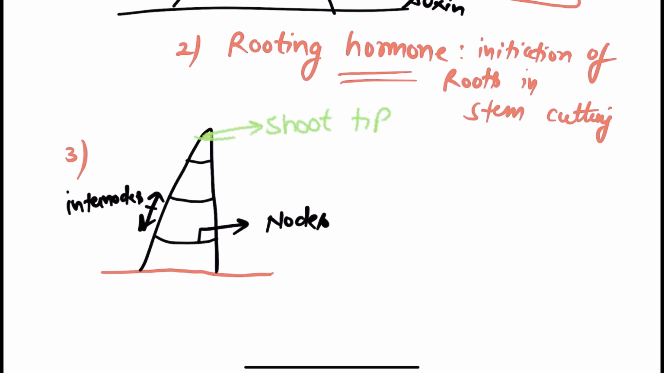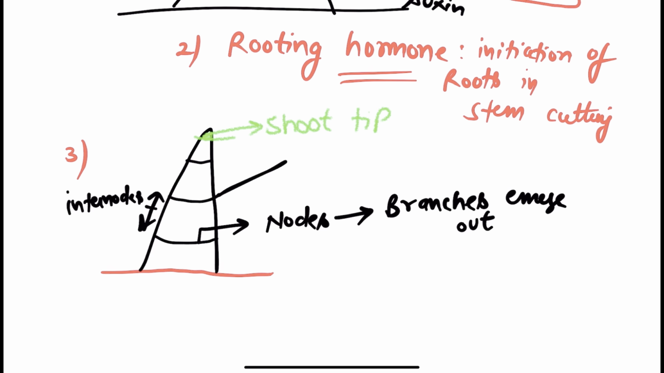And nodes are a place from where branches emerge out from a stem. So nodes are a place from which branches are emerging out from the stem, right?